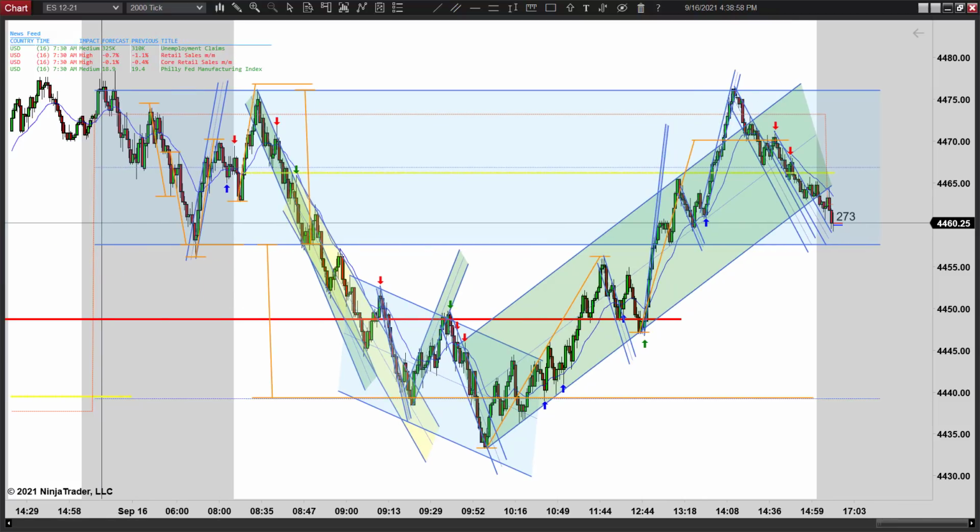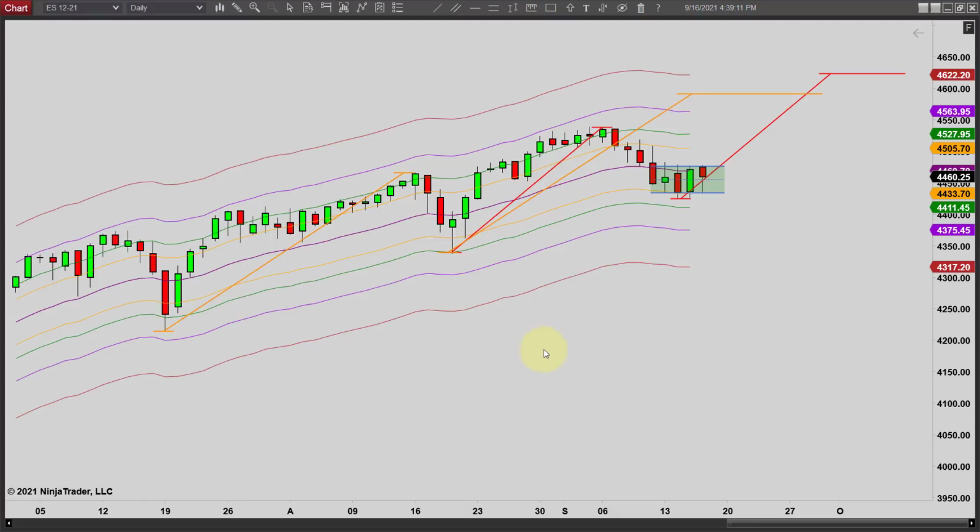But in the big picture, it's a range day. Let me show you the day. Okay, here's our daily chart. You can see we're still inside that little trading range.